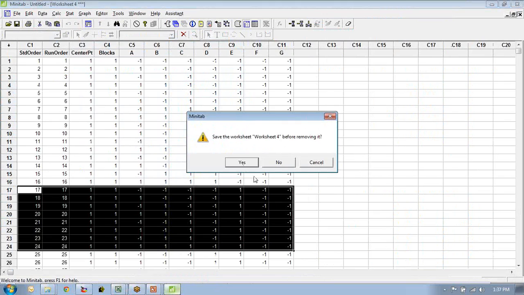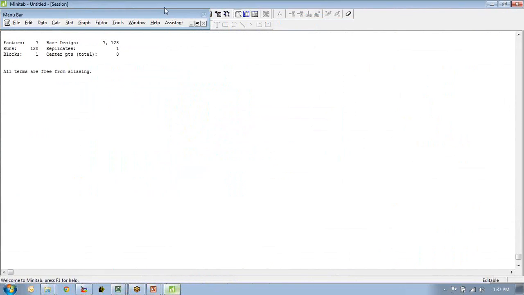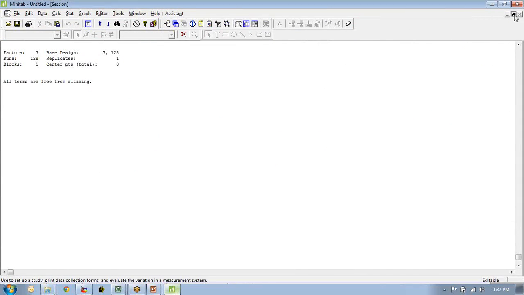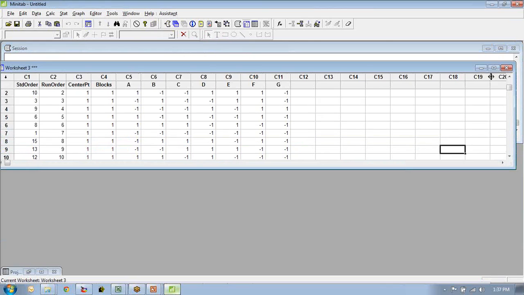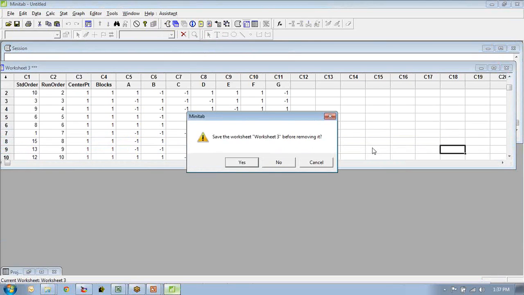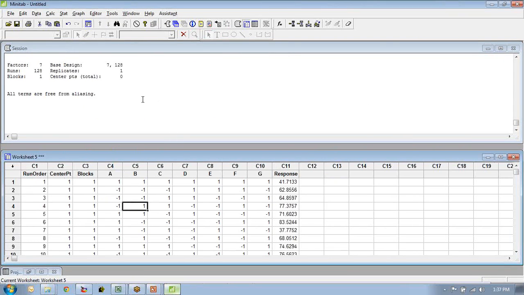I'm going to analyze that in Minitab. Do that too much, altogether too often. Just closing down on my worksheets here because I don't need them. There we go.